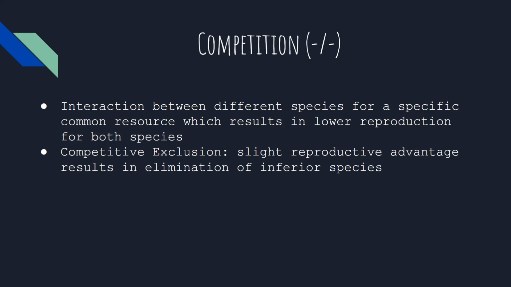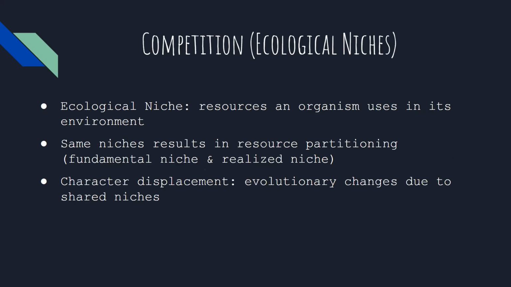So competition, again, will occur in logistic growth, but it will not occur in exponential growth because you have unlimited resources, so you don't need to compete for those. And this is competition in ecological niches, and an ecological niche is just the resources an organism uses in its environment. So whether it's a space or its home, which food it eats, etc. The same niches result in resource partitioning, which is split into fundamental niche and realized niche, and character displacement, which are evolutionary changes due to shared niches.